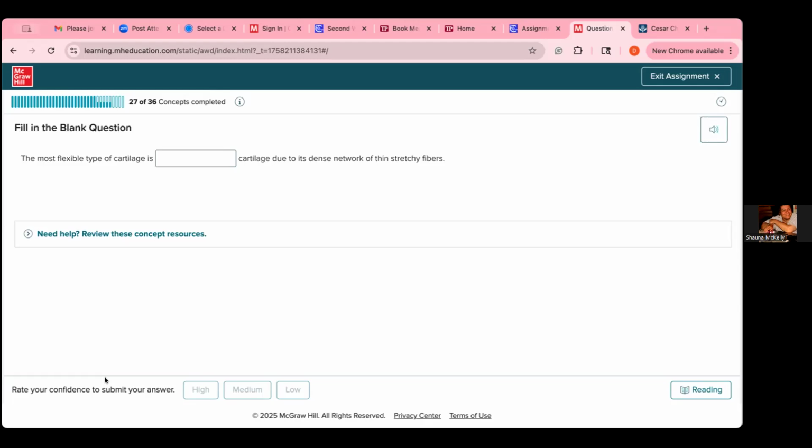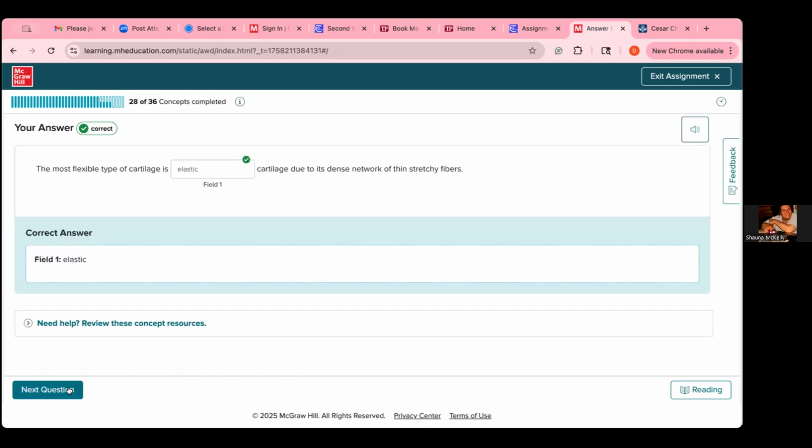The most flexible type of cartilage is elastic cartilage. Or, yeah, or maybe they want hyaline. I'm not sure which one they want. But I think it would be elastic. Try it and see.